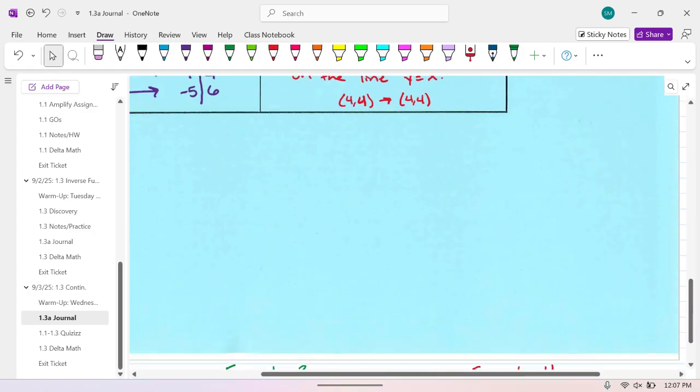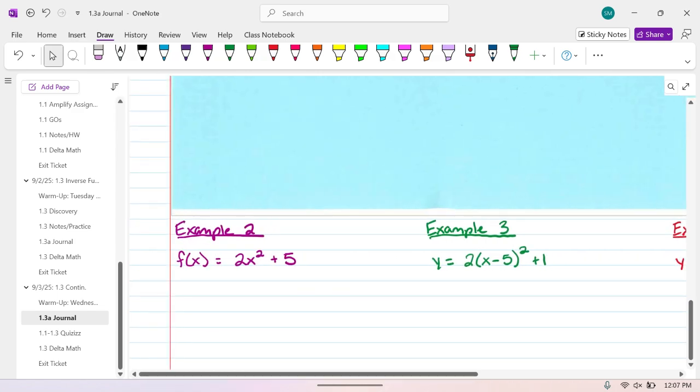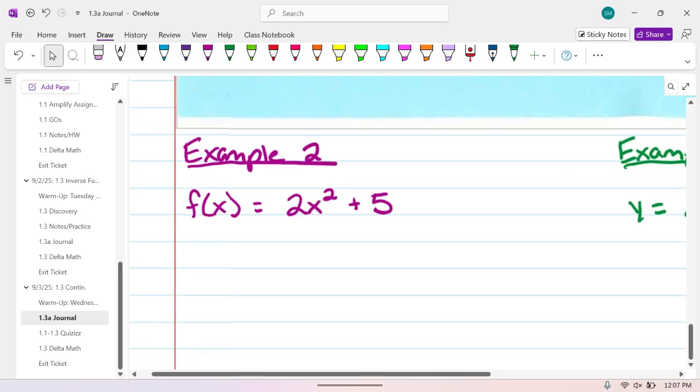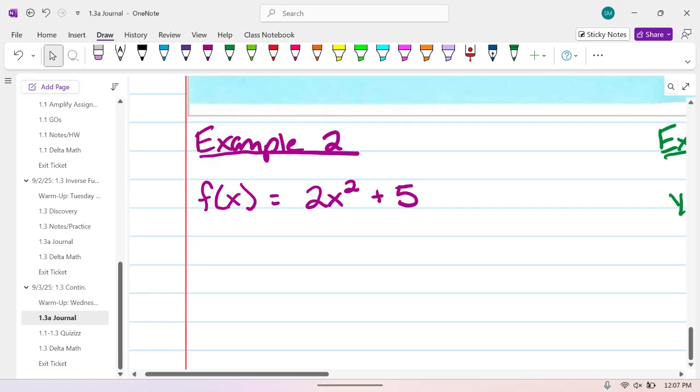So what I want you to do now is on the left side of your notebook, we're going to write in some examples. So these are types of examples that you're going to see on your Delta Math for 1.3. So I want to do some so that you could see them. All right. So we're going to start with example 2 where f of x is equal to 2x squared plus 5.